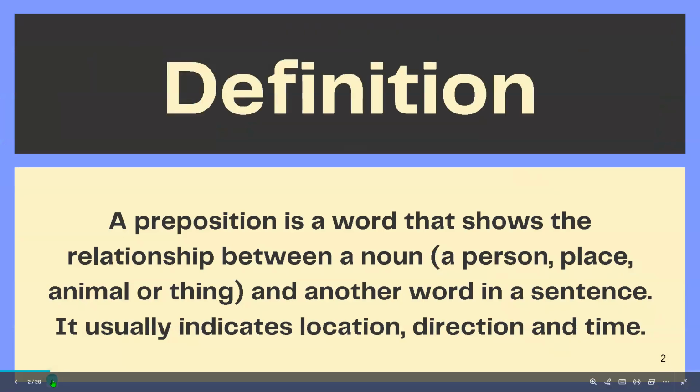Definition: a preposition is a word that shows the relation between a noun, a person, place, animal, or thing, that is the subject, and another word in a sentence. It usually indicates location, direction, and time. Generally, it will tell where it is, the location, and the direction and also the time. We call the words which tell about time prepositions of time, and we call the words which tell the direction prepositions of direction.